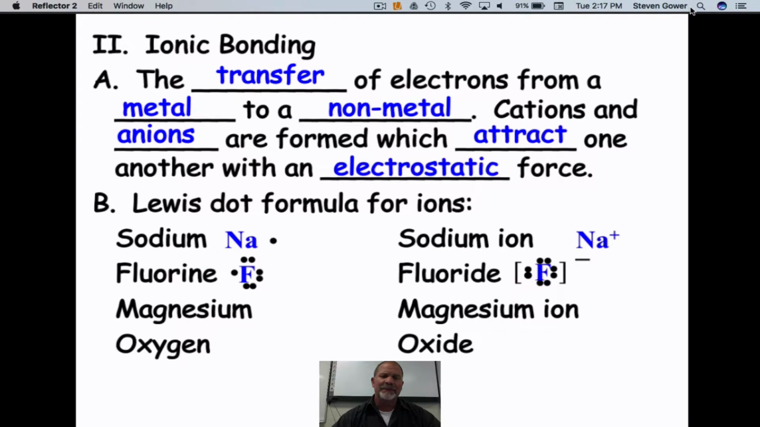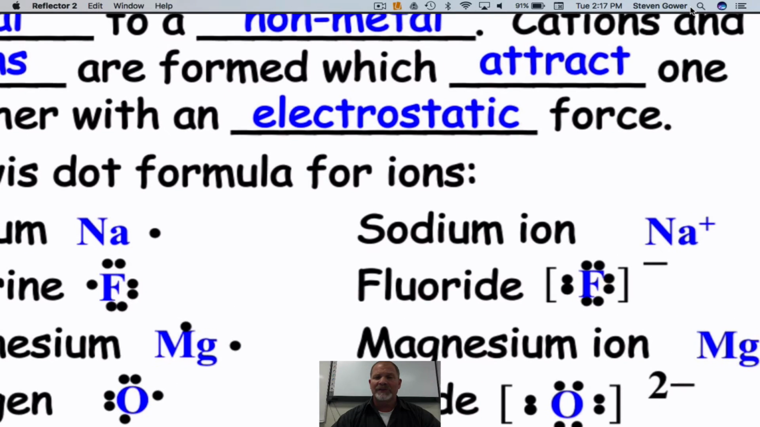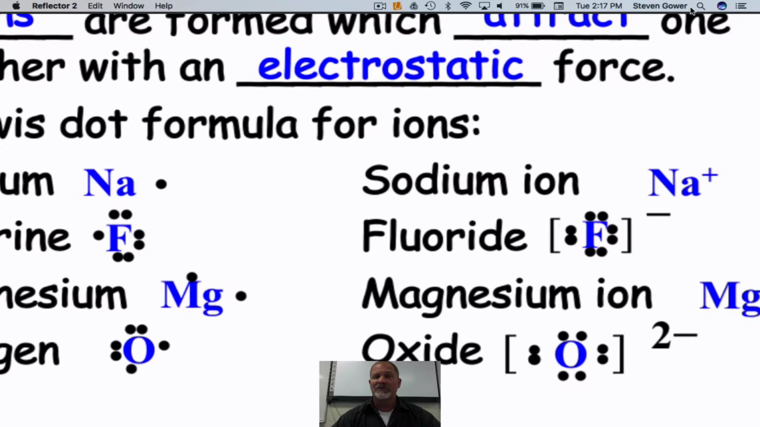Magnesium, again, is in group 2, has 2 valence electrons. Magnesium wants to lose those 2, so for its ion state, we just say Mg2+. Oxygen is in group 16, it has 6 valence electrons. It wants to gain 2 more, so oxide is O2-. So we get a full octet, and the 2- means it had to gain 2 electrons to get to its full octet. So that's how we write it out in the ion state.